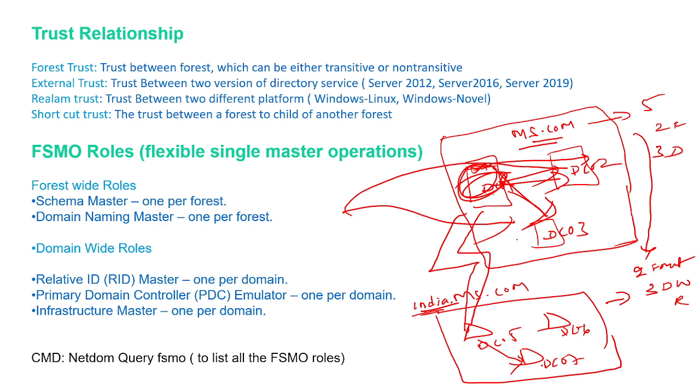If somebody asks you which is the important role in Active Directory FSMO, you have to tell PDC is the important role in FSMO, because that is directly responsible for the password synchronization, account lockout issues, and also the time synchronization. These 3 points you have to tell.